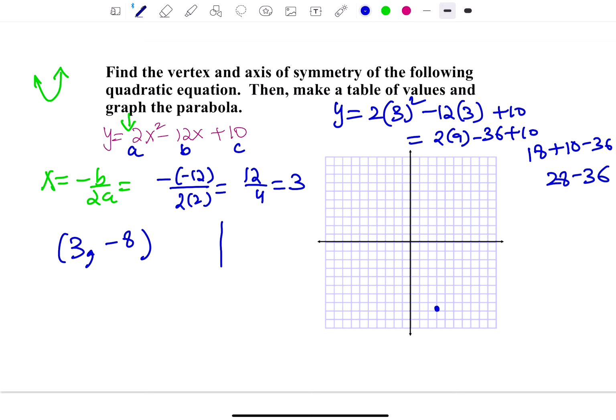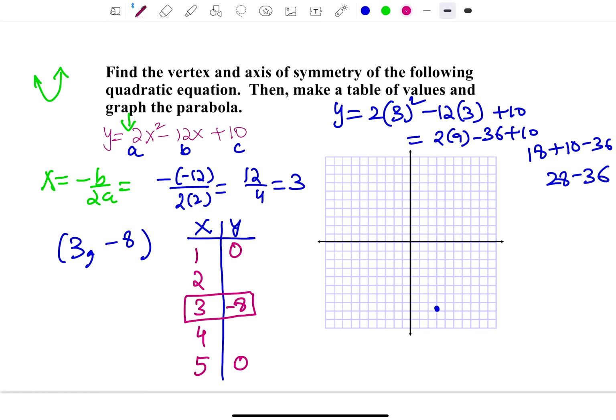Next, we can either make a table of values around the vertex, or we can go ahead and find x-intercepts and y-intercept and then use symmetry to make the graph. In this problem, I'm going to go ahead and make the table. So I'll pick two values to the left of the vertex and two values to the right of the vertex and find the corresponding y values. When x is 1, y would be 2 minus 12 is negative 10. Negative 10 plus 10 is 0. And I know my graph is going to be symmetric, so I don't need to find all the corresponding values. I just know when x is 5, y will be 0 again.